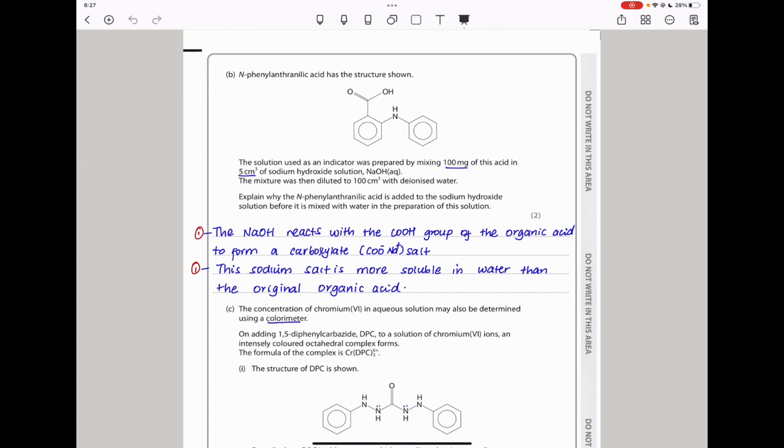So I said the sodium hydroxide reacts with a carboxylic group of the organic acid to form a carboxylate salt. This sodium salt is more soluble in water than the original organic acid.